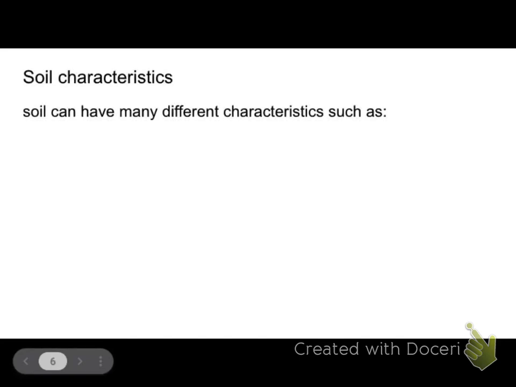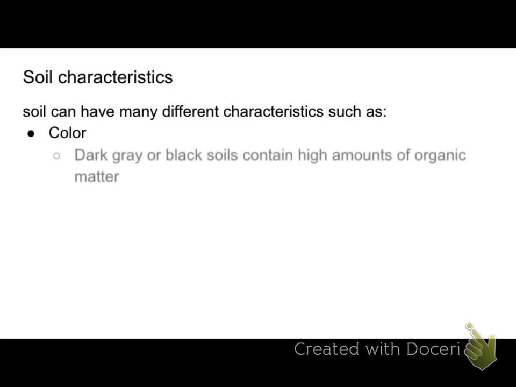Now we're going to talk about soil characteristics, okay? Soil can have several different characteristics, such as color. Color can tell you a lot about the soil. If the soil is dark gray or black, then that means it contains high amounts of organic matter.